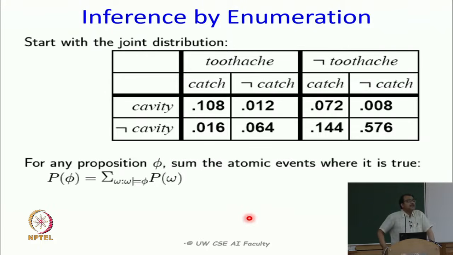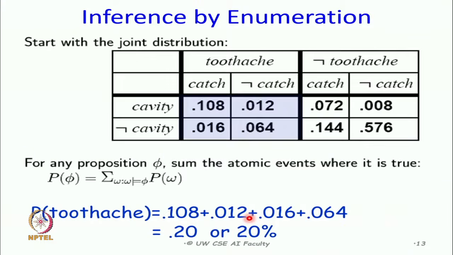And now suppose I ask the question, what is the probability that Mr. Bean has toothache? Right? Can you answer this question from this table? What would be the calculation if I have to ask what is the probability that Mr. Bean has toothache? What are you going to do? You are going to sum, and how many values are you going to sum? 4 values, right. Which 4 values? The left column, right, left set. So, you are going to sum all these 4 values because toothache can happen with catch cavity, catch not cavity, not catch cavity, not catch not cavity.